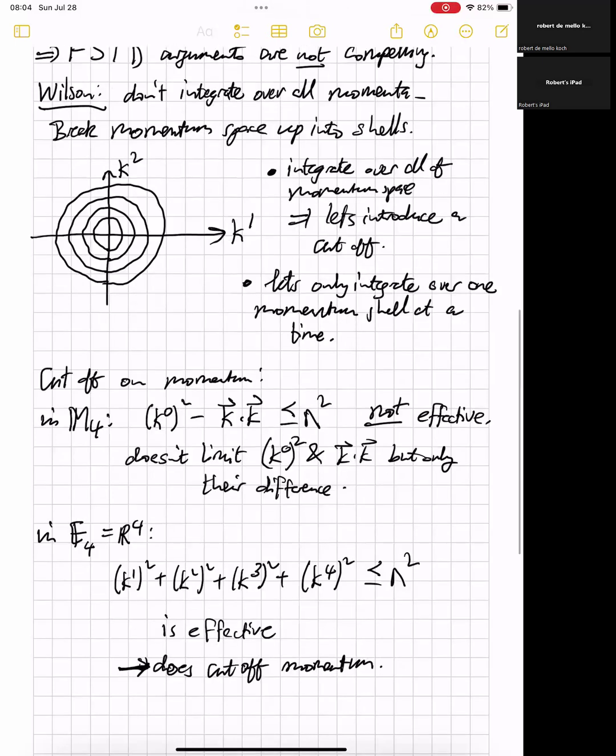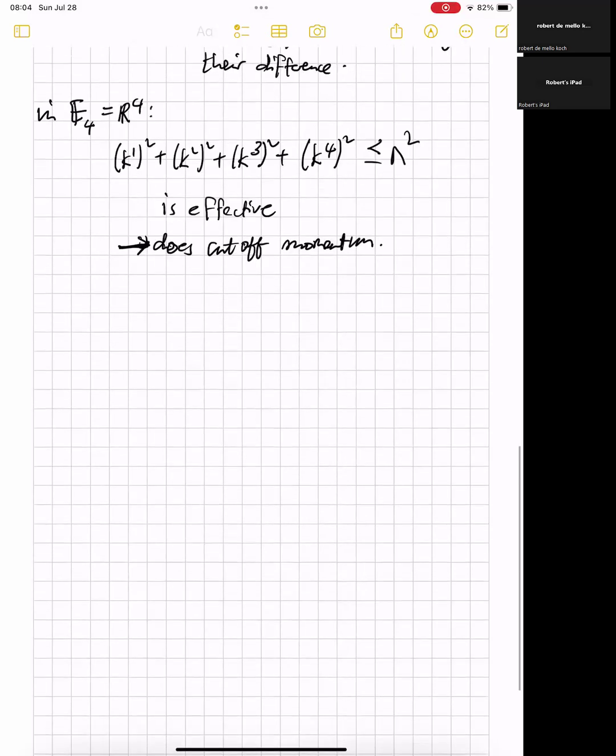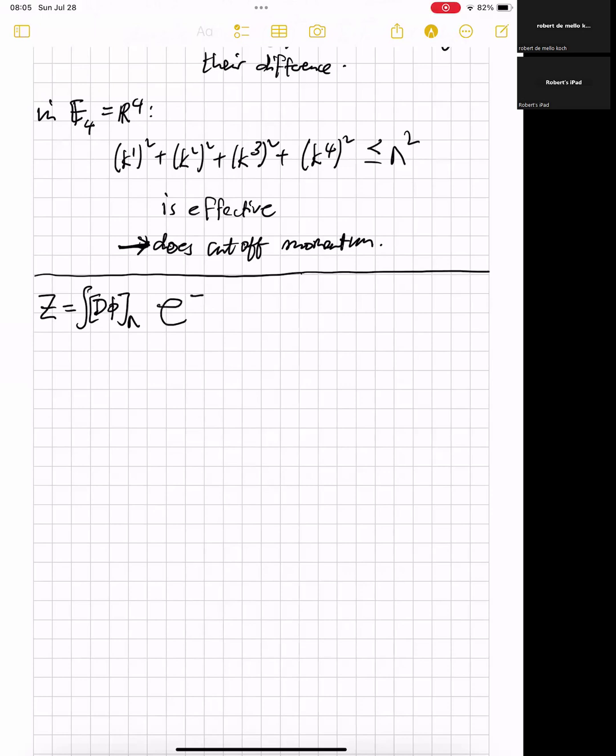Okay, so what is the quantity that we actually calculate? Well, we're going to study Z. This is the basic quantity we will study. And Z is defined to be equal to an integral over the field phi. And now I'm putting a lambda here, okay? So I'm going to have to tell you what this measure is. This is not the usual measure that you're used to. We'll define that in a minute. And then we would have e to the minus S.